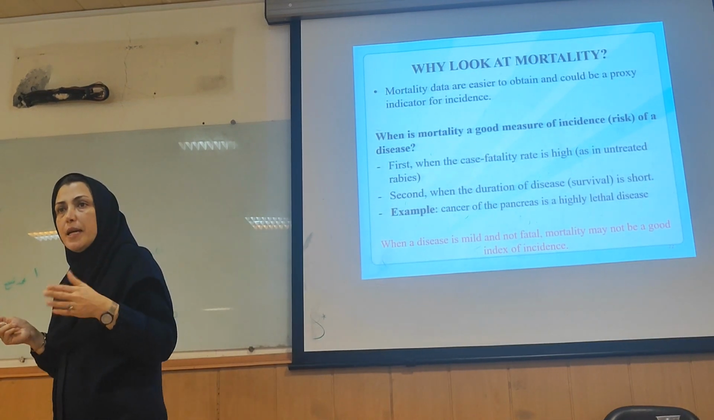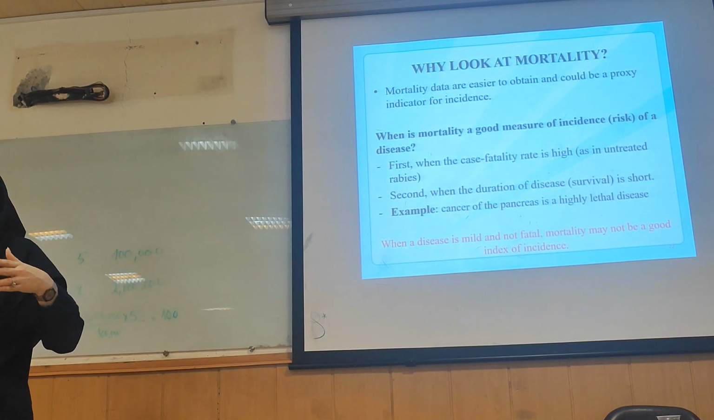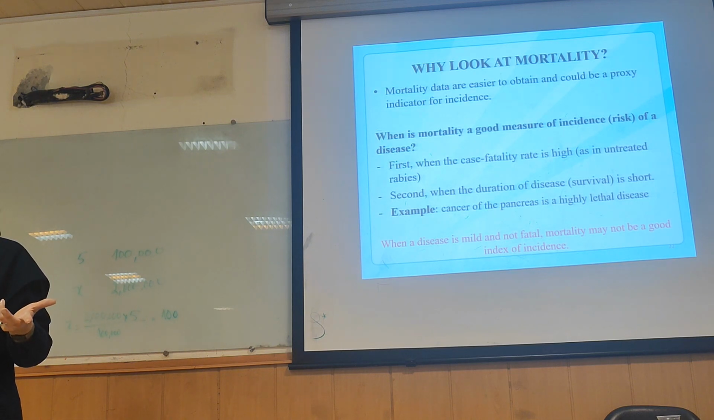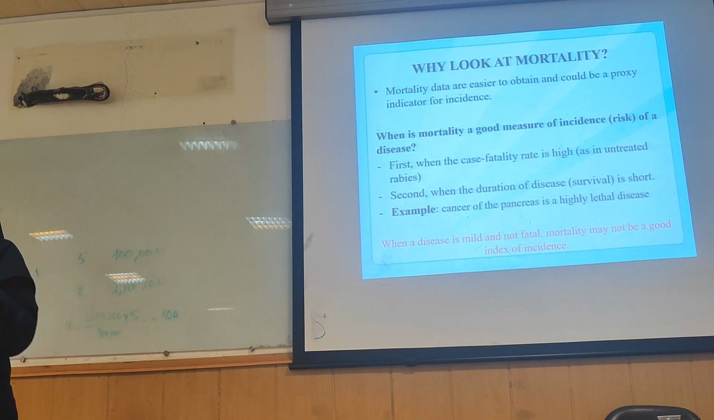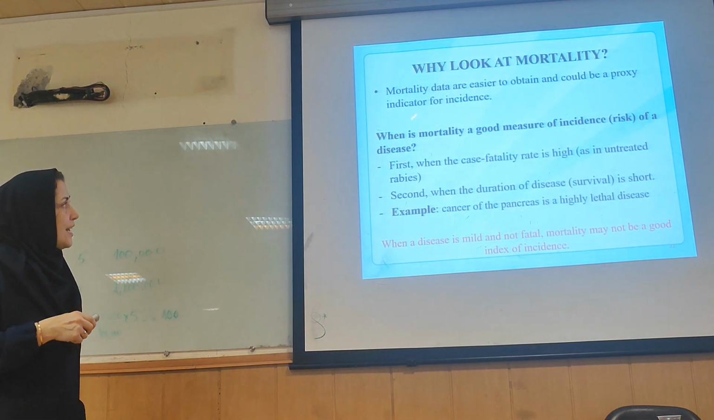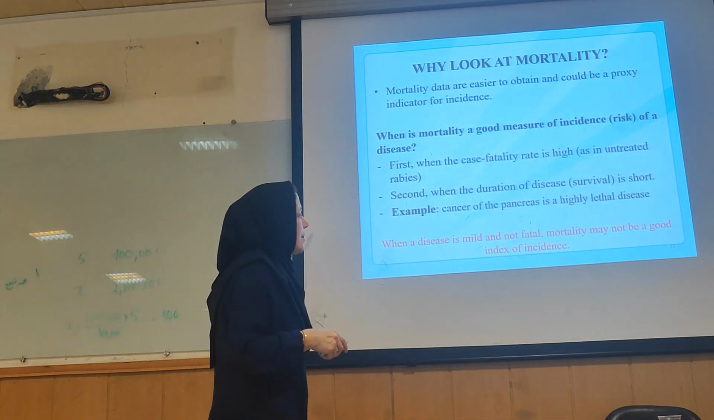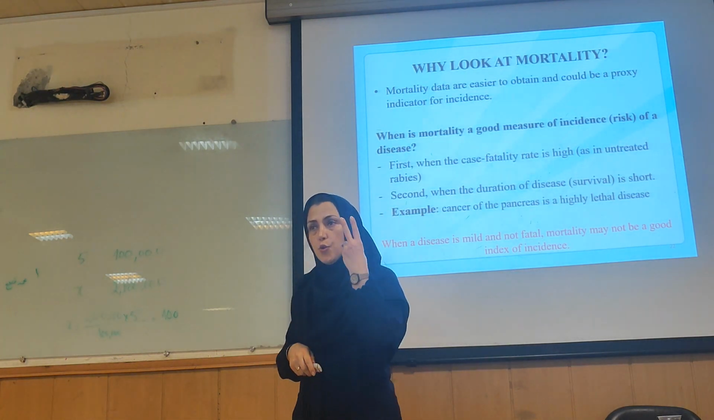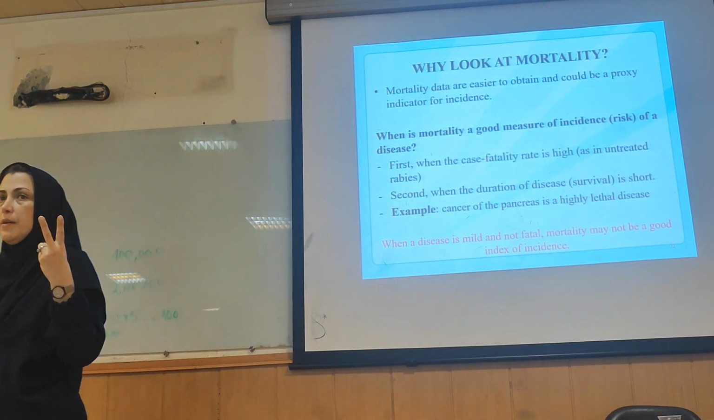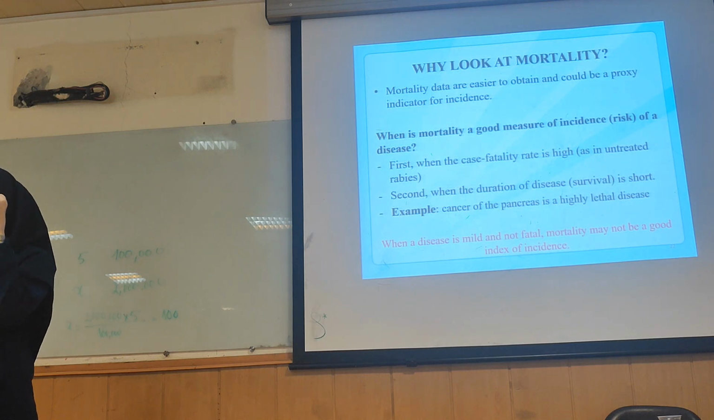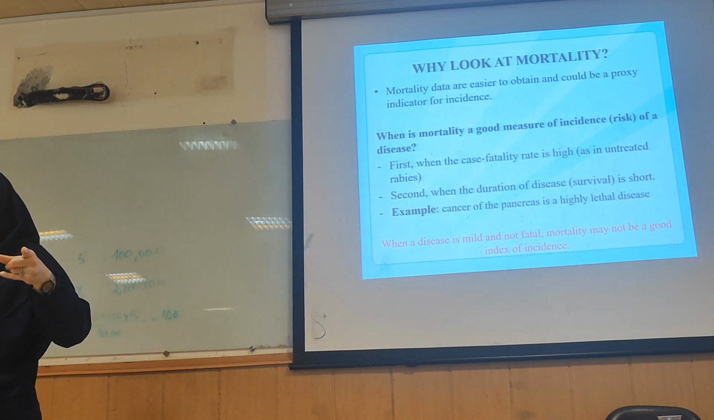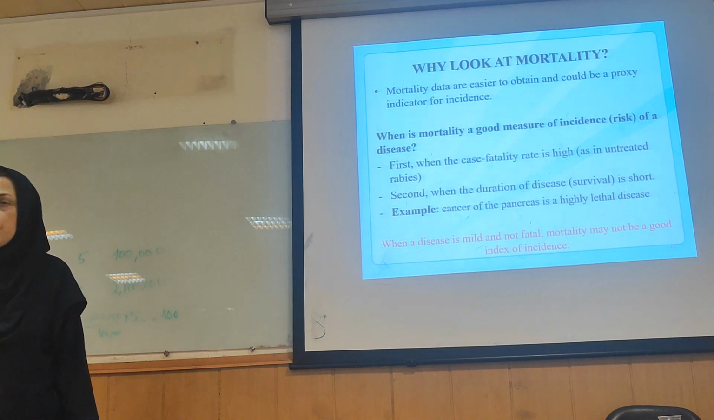Why use mortality rate instead of incidence rate? Because mortality is a hard outcome. It is easily detectable. Yes? It is easier to understand the number of mortality than the number of incident cases. So in this situation, we can use the mortality data as a proxy of incidence. Two important criteria. One, the case fatality is high. Second, the survival is short. Okay?